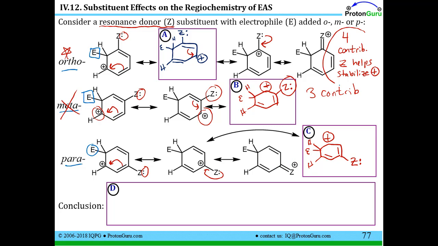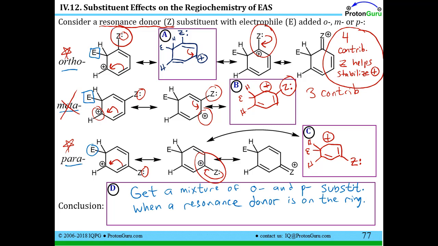In that way, just like in the ortho case, we have 4 resonance contributors we can draw, and in one of them, we see that the substituent provides special stabilization of that structure. So the ortho and the para substitution provide the most stable intermediates. Now they both have 4 contributors. They both have that Z substituent poised to help stabilize the carbocation. So there's no difference between them. Our conclusion is that we should get a mixture of ortho and para isomers anytime we start with a resonance donor on the ring.